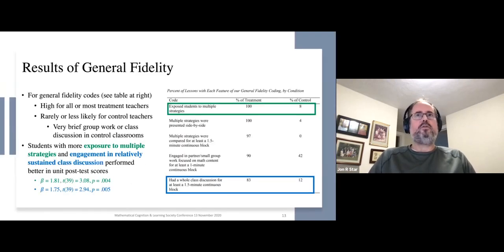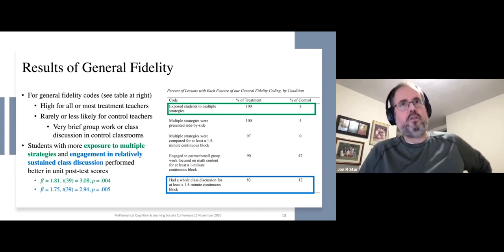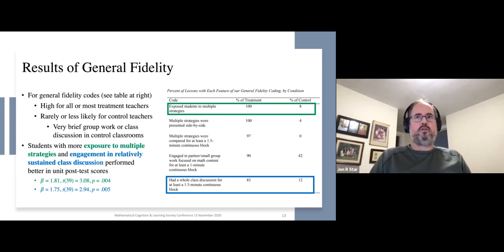So first, in terms of general fidelity, again, this was the instrument where we looked at video of both treatment and control teachers to see whether they were using practices consistent with the treatment. We expected the treatment teachers to be doing so and the control teachers to not be doing so. And that's largely what we found. So we found that the codes that you see to the right there were high for all or most treatment teachers and rare or less likely to appear in control teachers.